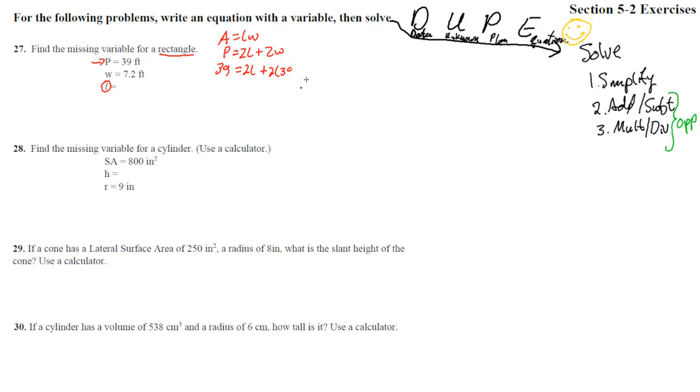Oops, I just put in the P. 2 times 7.2, that's going to be 14.4. It's doubled there, so 39 equals 2L plus 14.4. And notice we just simplified as much as we could. Now we're going to subtract, get rid of this one. So minus 14.4. Oh, we should put a smiley face right there.